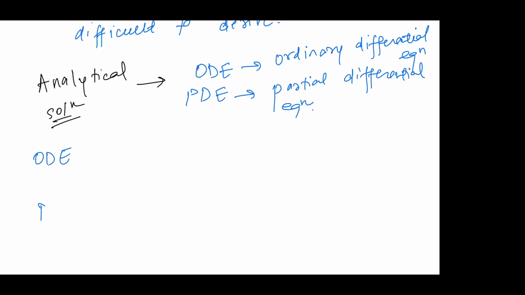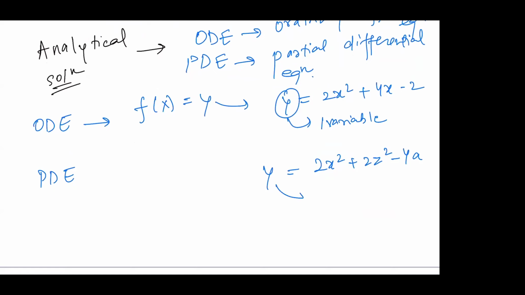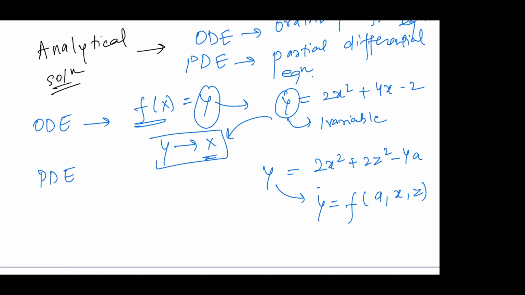Okay. So the basic difference between ODE and PDE: let's say we have a function f of x, which depends on y, something like y is equal to 2x squared plus 4x minus 2. Here y is dependent only on one variable. But if the same equation was something like y is equal to 2x squared plus 2z squared minus 4a, then y is dependent on a, x, and z. So when your function is dependent on only one variable, which is in this case x, it's called ODE.